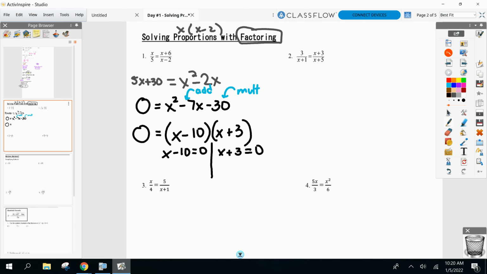When you're ready, George, let me know what your two answers are. 10 and negative 3. Yep. So x could equal 10, or it could equal negative 3 in this proportion. Both would work.